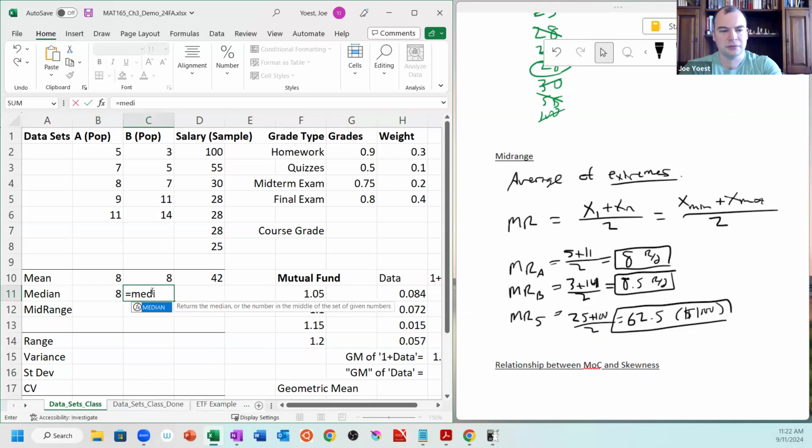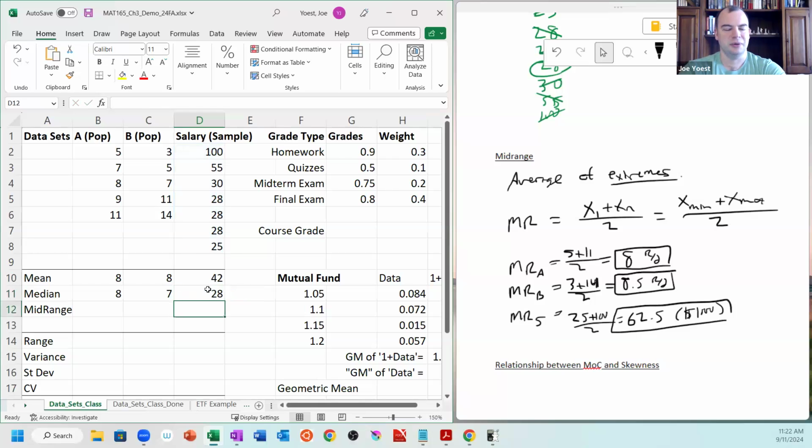Or the Brandon data, equals median of, and I start typing it in and there Brandon comes up. So I just hit tab. That selects my Brandon data for me, and parentheses. And that gives me 7, which is what I expect. And then for my salary, same thing. Equals median of salary data and parentheses. And there we go.